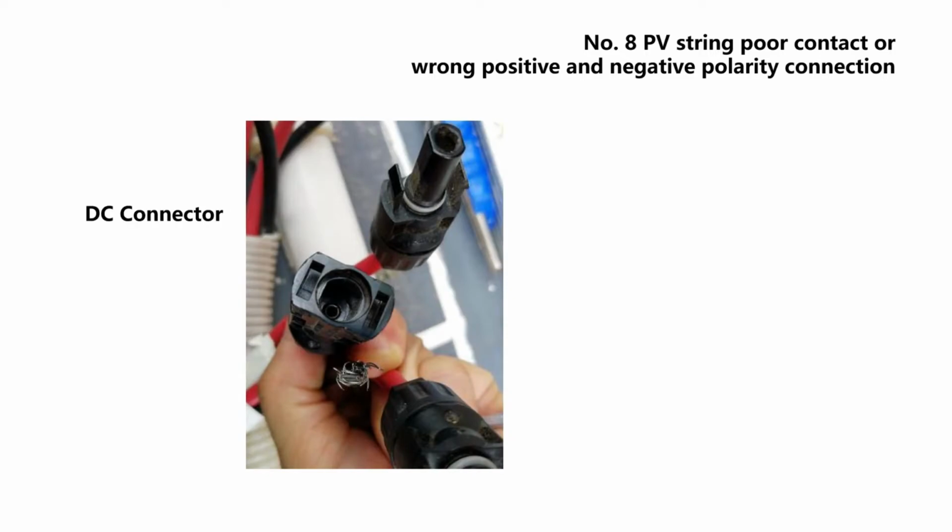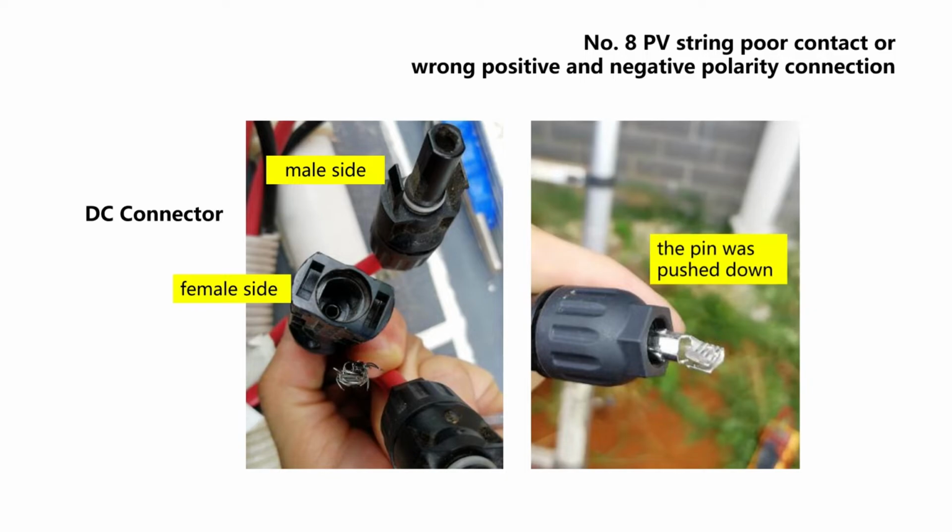Number 8. PV string poor contact or wrong positive and negative connection. In this photo, due to a quality problem with the pin of the male side of the DC connector, the pin was pushed down after connecting with the female side, leading to poor contact of the PV string.